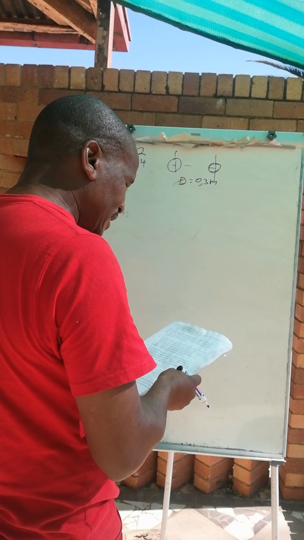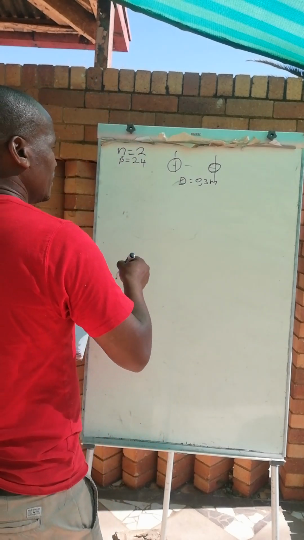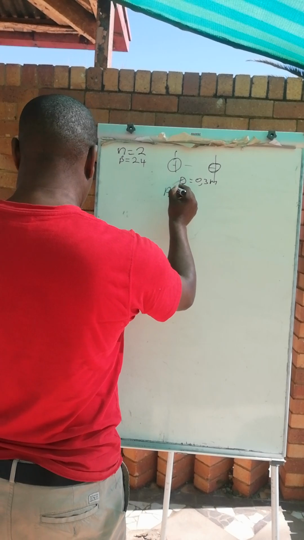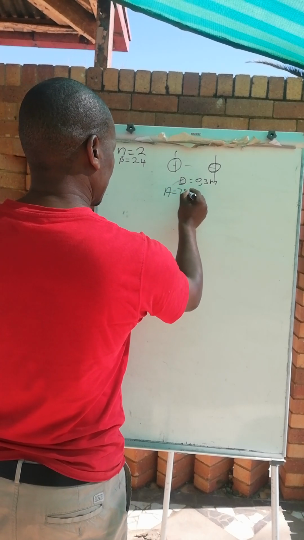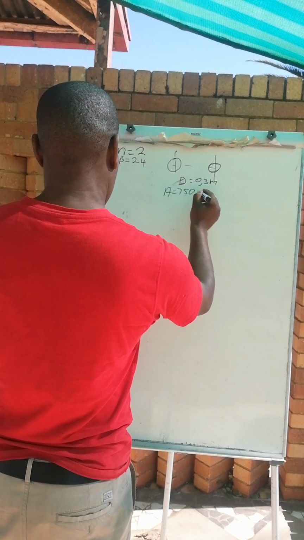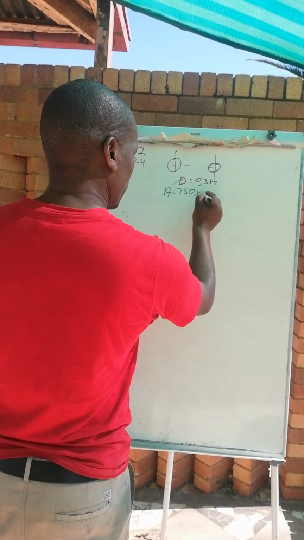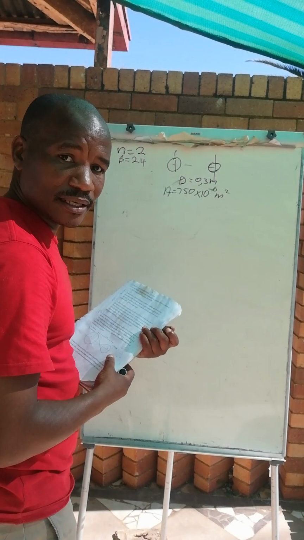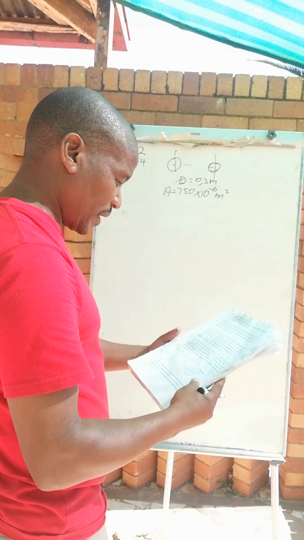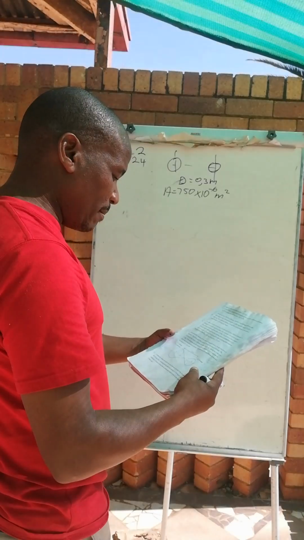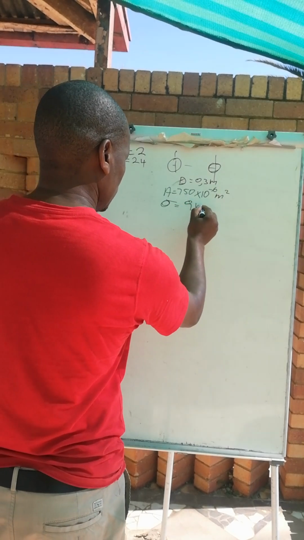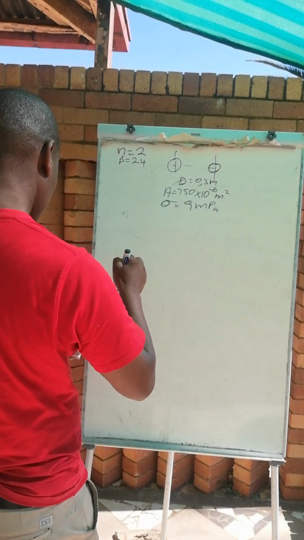Each V belt has a cross-sectional area of 750 millimeters squared. It's multiplied by 10 to the power minus 6 meters squared. Conversion, simple as that. And a maximum allowable stress of 9 megapascals.